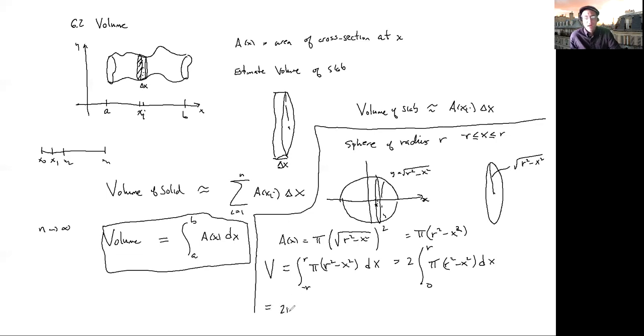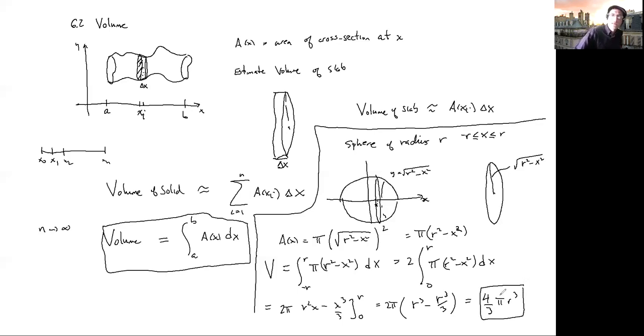So you get 2 pi, and then we have to integrate r squared minus x squared. So that's r squared x minus x cubed over 3. And x is going from 0 to r, so you're going to get 2 pi times the evaluation at r, which gives r cubed minus r cubed over 3, and the evaluation at 0 gives nothing. If you simplify, you get 4/3 pi r cubed, which is the well-known and correct formula for the volume of a sphere.